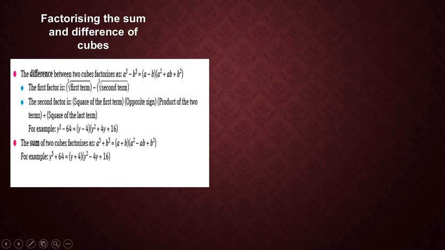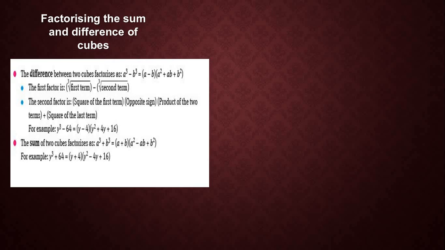So the second factor is the square of the first term, okay, the opposite sign, and then the product of the two terms, which is just going to be the multiplication of a and b, and plus, this is the sign, the square of the last term. If you can just write this little sentence down, and memorize that, and always use that as a guide, then this will not be a problem or a challenge for you.